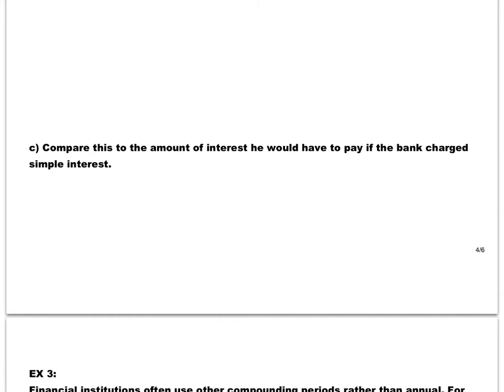The next part of the question says compare this to the amount of interest he would pay if the bank charged simple interest. For simple interest, I is PRT, or P is 650 times R is 12%, so 12% times 5. If you simplify this one, you get $390. So instead of paying $495.52, he would pay $390 if the interest was a simple interest.